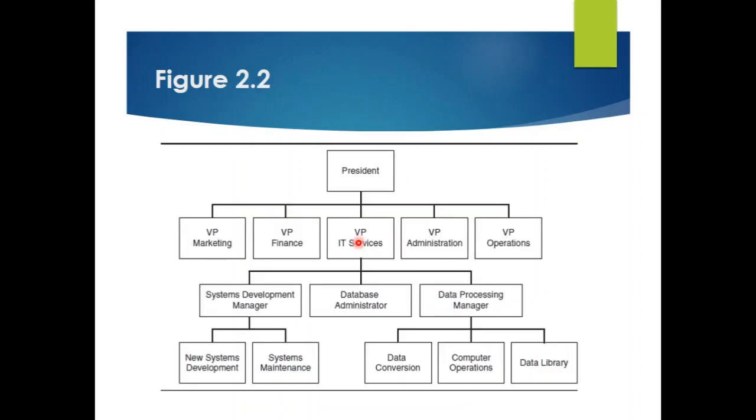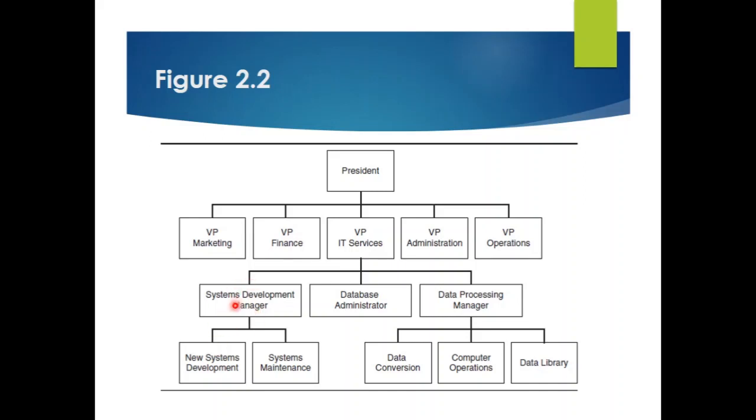Now, in figure 2.2, you will see an organizational chart of a centralized information technology function. As you can see here, you have the president, and then the different vice presidents, and then you have here the IT services. The IT service is primarily divided into three service areas. You have the data administration or the data administrator, you have the data processing, and then you have the systems development and maintenance. We will define these areas one by one.